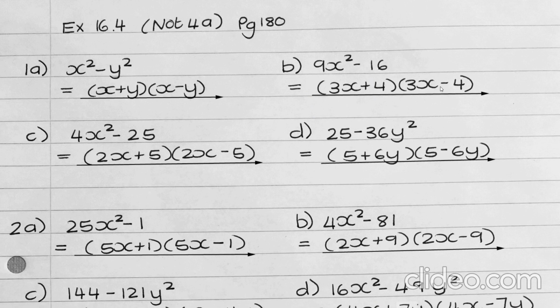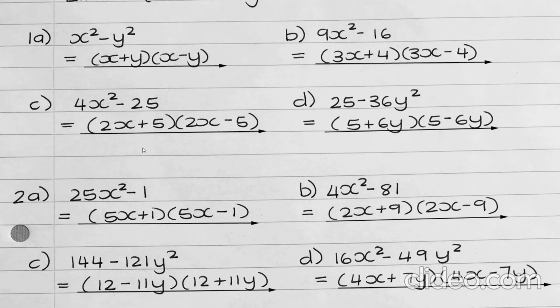So B, positive and negative. The square root of 9 is 3, the square root of x squared is x, the square root of 16 is 4. That's your final answer. Remember, you don't go and multiply in again because we're trying to keep it in brackets, not get it out of brackets. So if you were to go and do FOIL here, you would land up with the question.